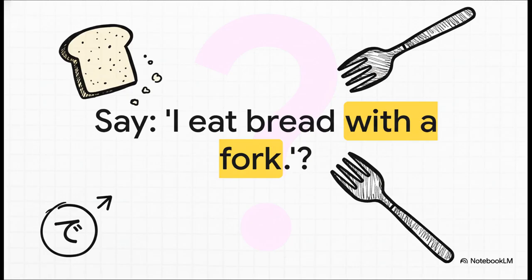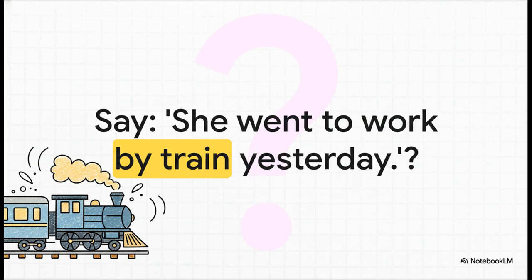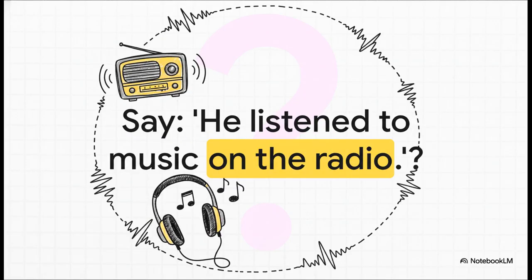Okay, the answer is 私はフォークでパンを食べます. The fork is the tool, so it becomes フォークで. Okay, next up. She went to work by train yesterday. What is the method of transportation? Go ahead and think about it. The correct sentence is 彼女は昨日電車で仕事に行きました. The means of travel is the train, 電車. So we use 電車で.